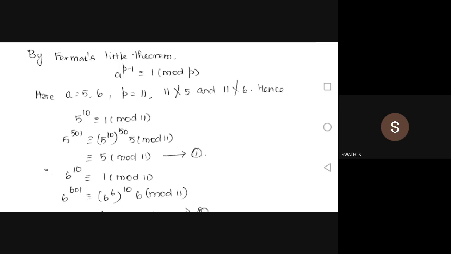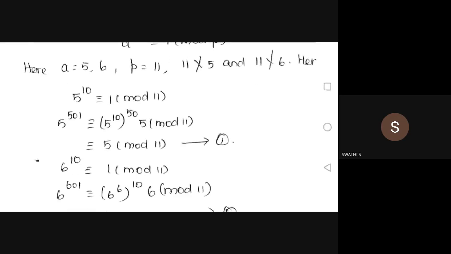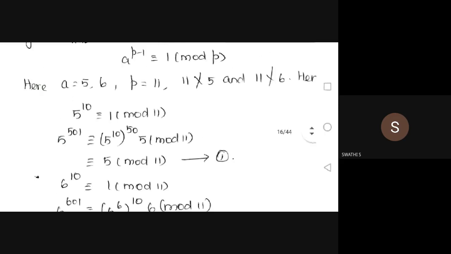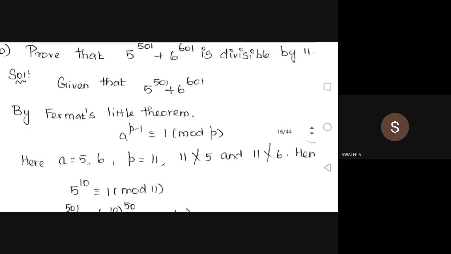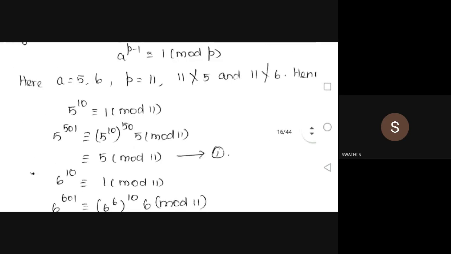So now the other A value, 6. 11 does not divide 6. So by Fermat's little theorem, we can write 6 to the power 11 minus 1 is congruent to 1 mod 11. 11 minus 1 is 10, so 6 power 10 is congruent to 1 mod 11. Then they have given 6 power 601.